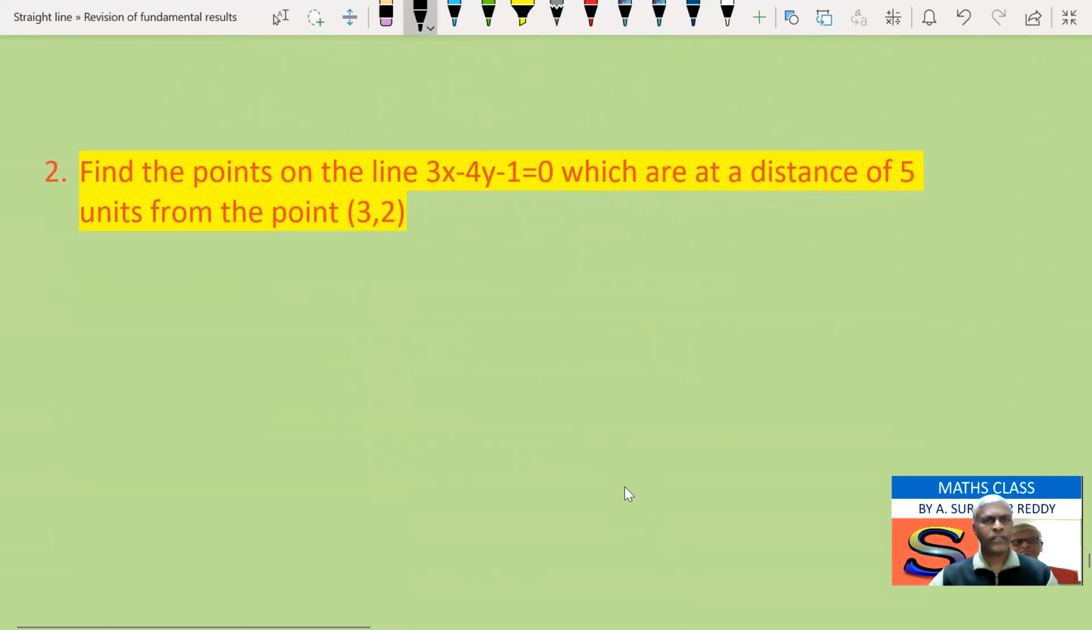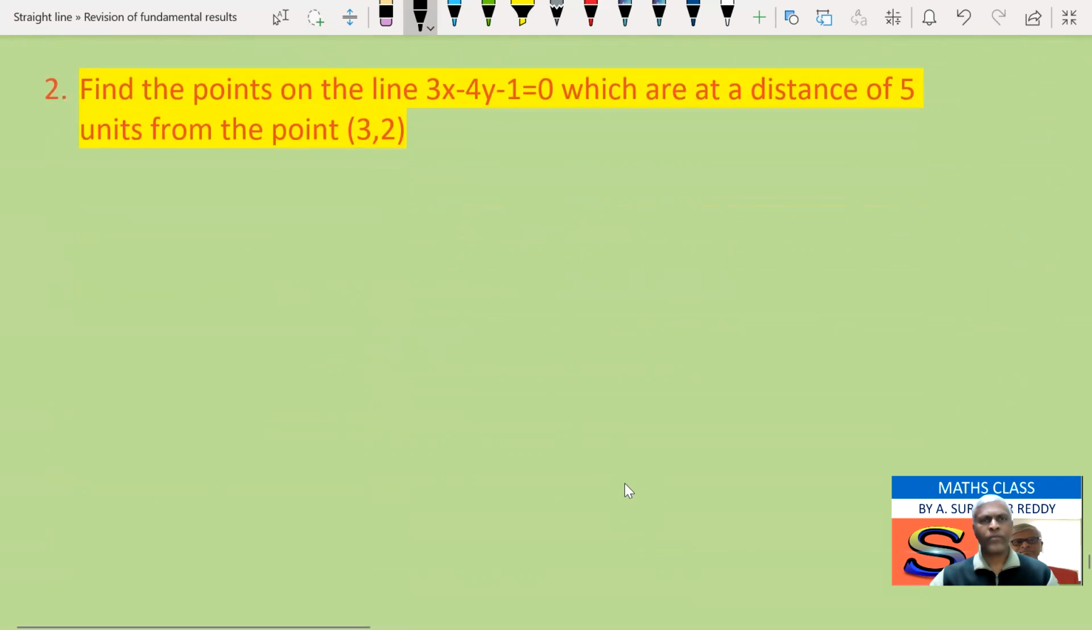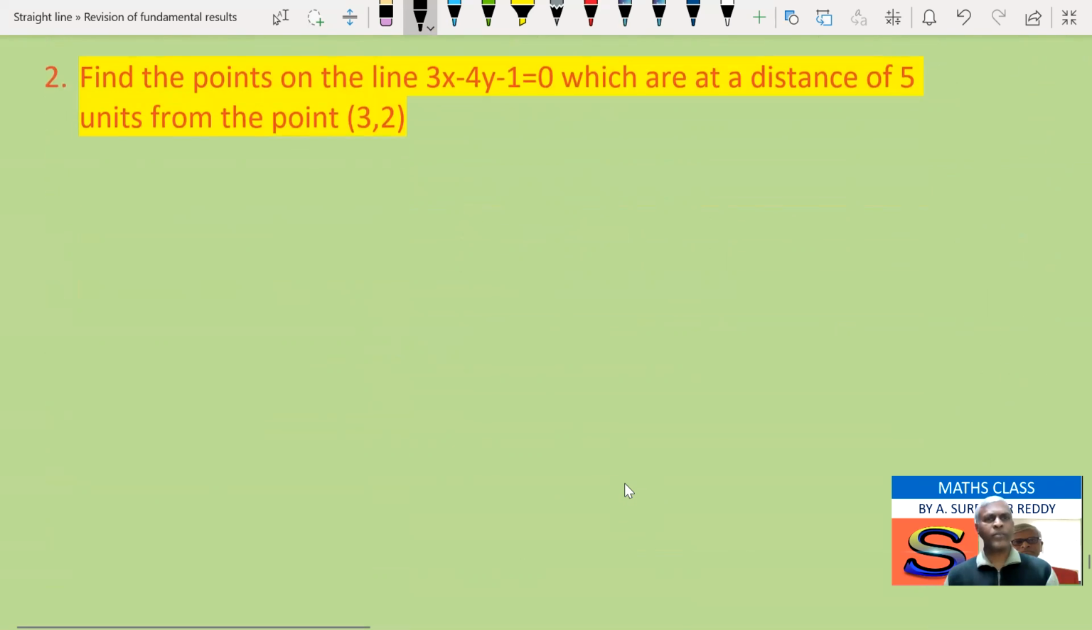Now let us take up one more problem. Find the points on the line 3x minus 4y minus 1 is equal to 0, which are at a distance of 5 units from the point 3, 2.